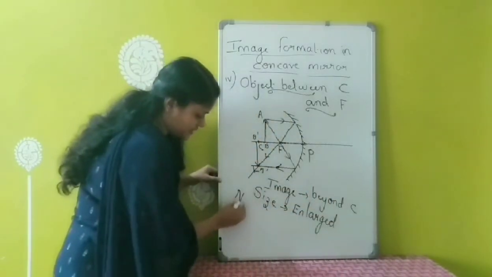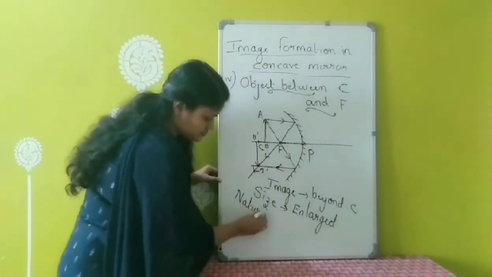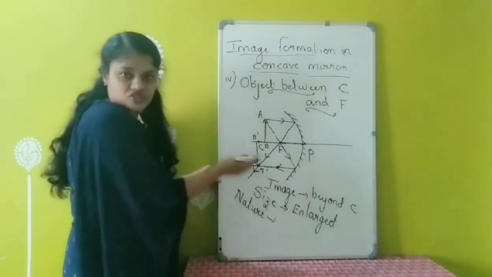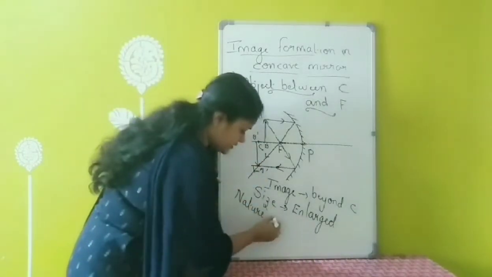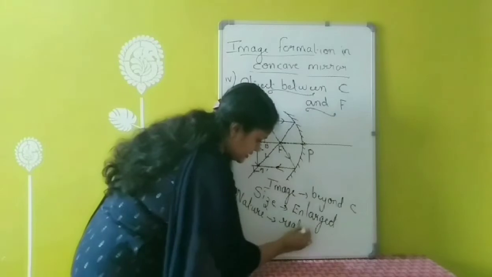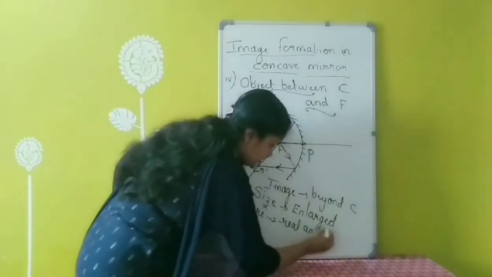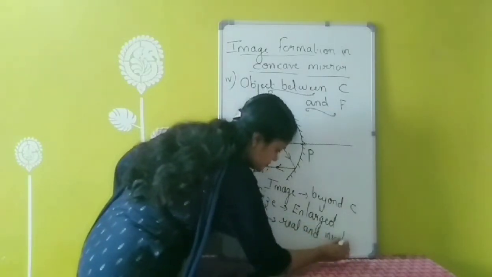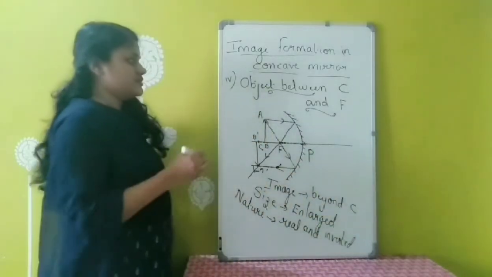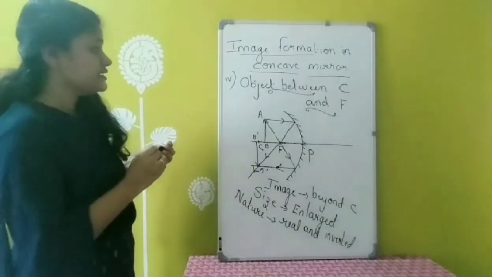Then the nature of the image: we know it is inverted, so it may be real also. So real and inverted. This is the object between C and F.